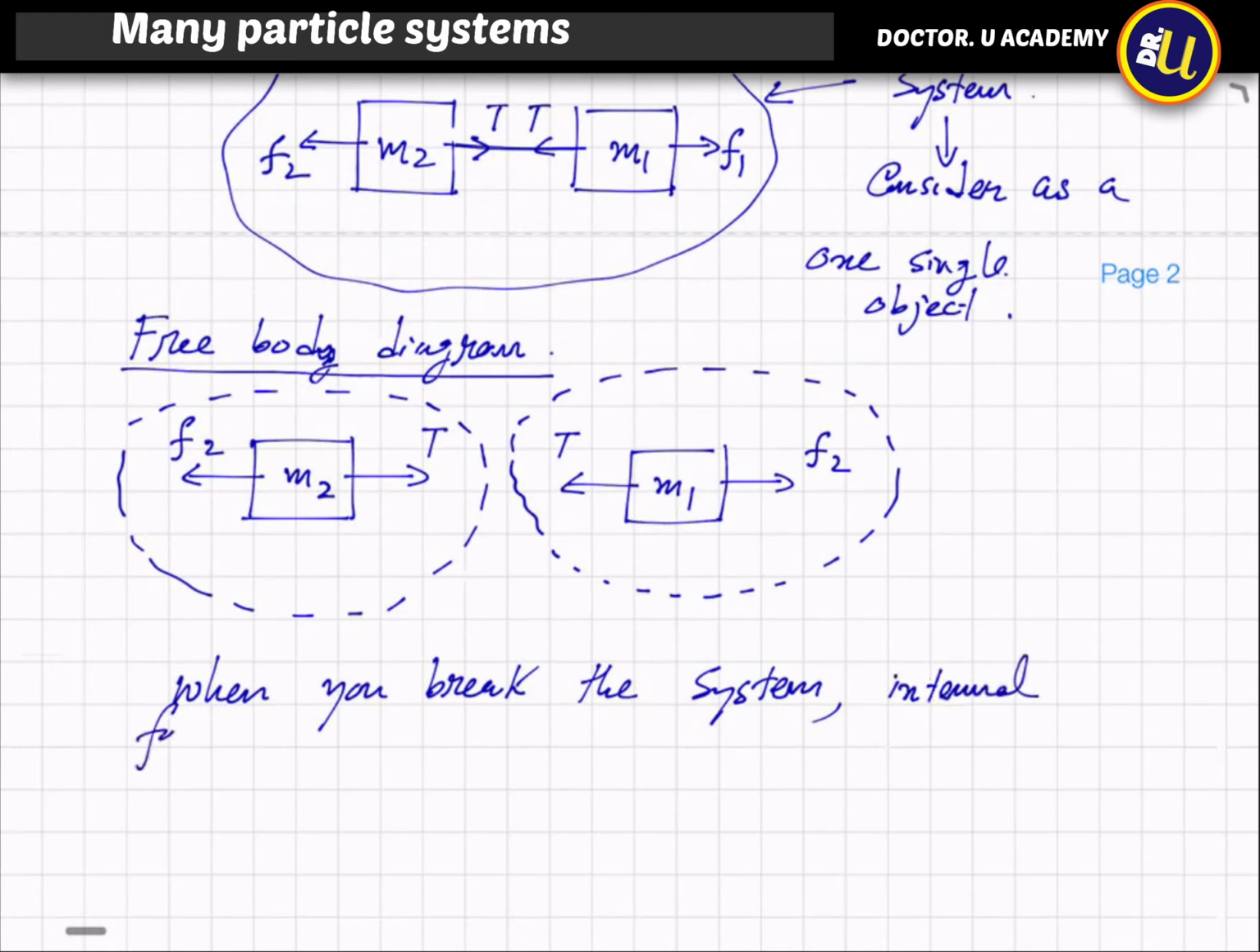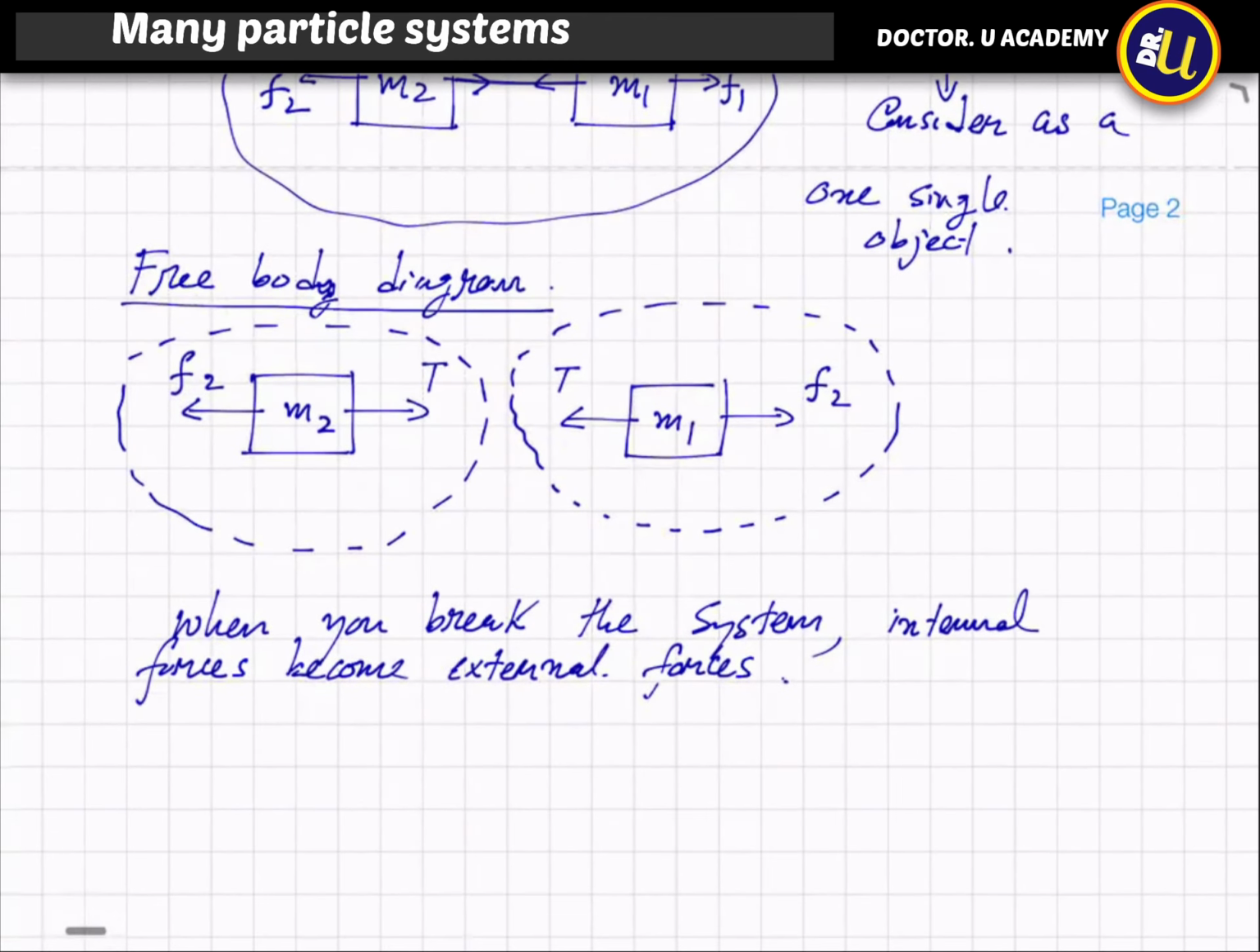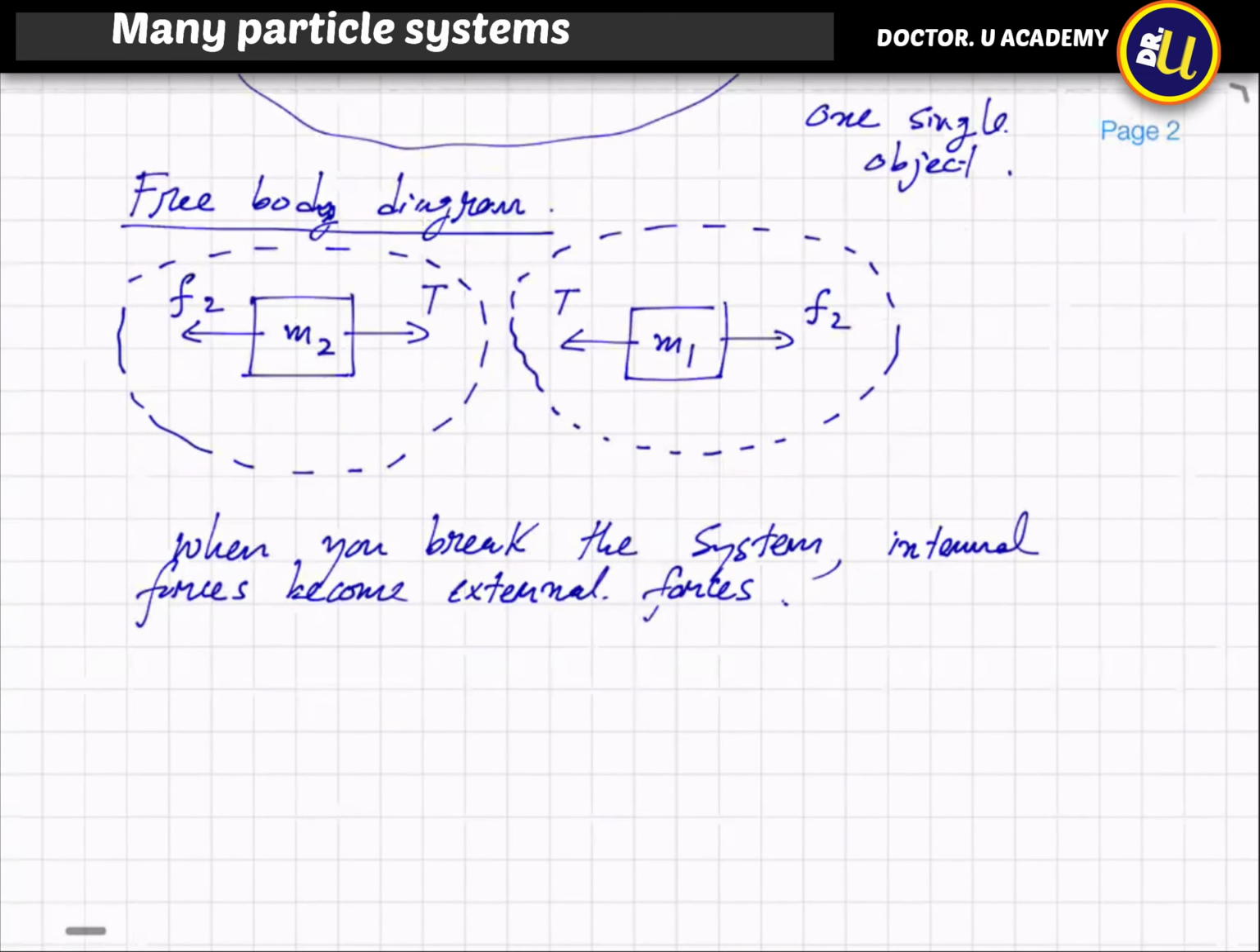Internal forces become external forces, right? Why? Because we break the system. When you break the system, we individually consider the forces acting on individual masses. So we consider tension force as another external force.